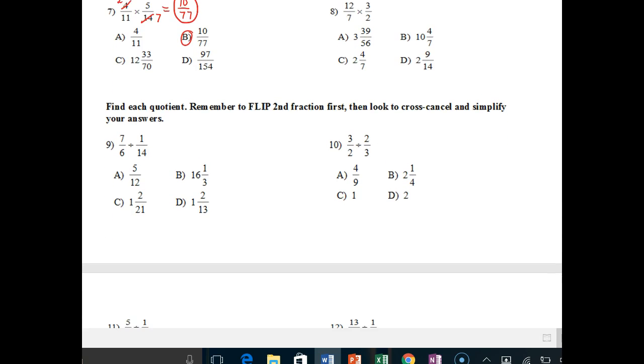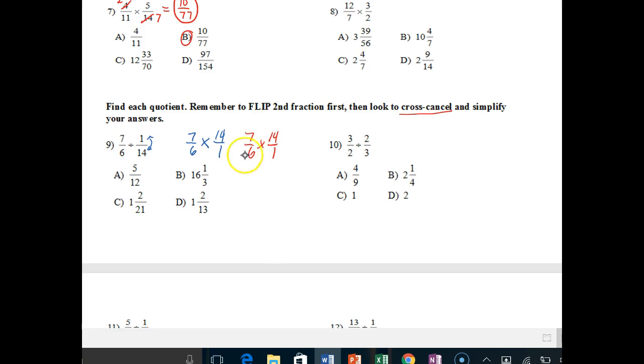All right. On the second part of our homework, it says find each quotient. A quotient is an answer to a division problem. So we're dividing here now. But remember, flip the second fraction first, look to cross cancel, and then simplify your answers. So these are going to be turned into multiplication problems. So let's first flip this. So this becomes 7 over 6 times 14 over 1. Now we look to cross cancel.